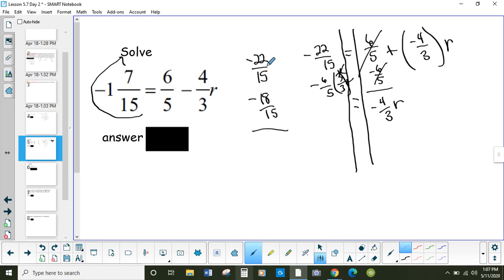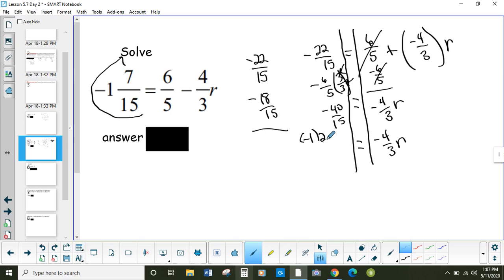Just no longer simplified. Now, these guys are on the same team, so I add them. I get -40/15. And at this point, it's always a good idea to simplify your fractions when you can. You don't have to. You can simplify it later. But it's not too hard to simplify, right?